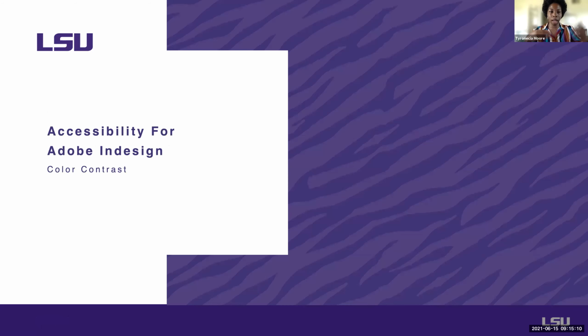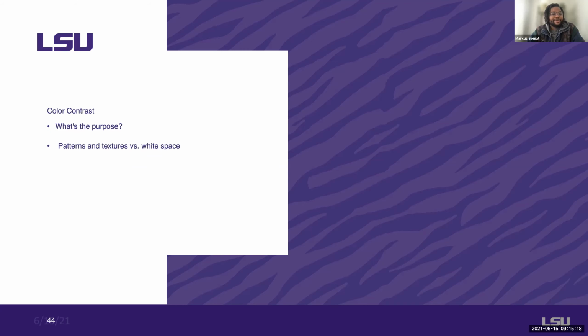So that's how you decide what to artifact and what to alt text. And then I'm going to pass it back to Marcus for color contrast. All right, let's talk about some color contrast. We're going to talk about the purpose of it and patterns and textures versus white space.